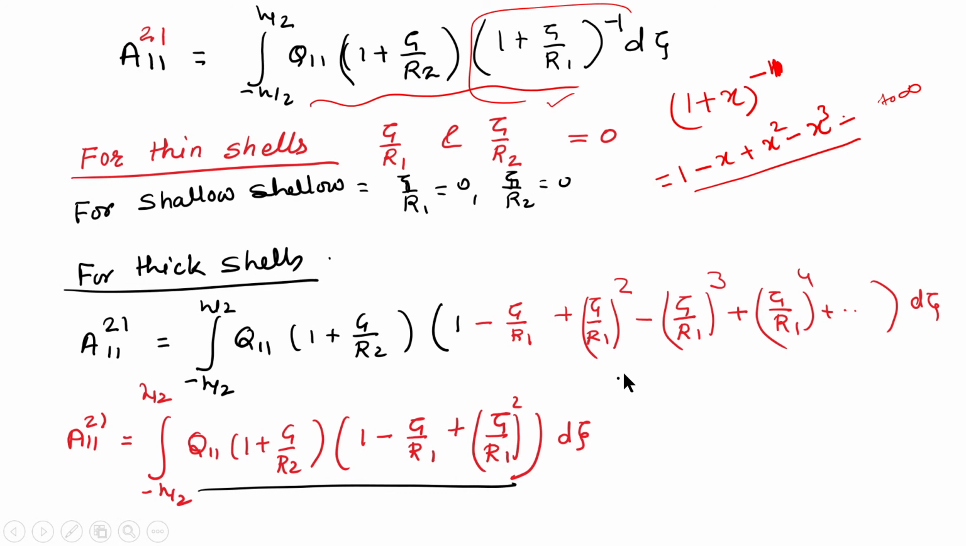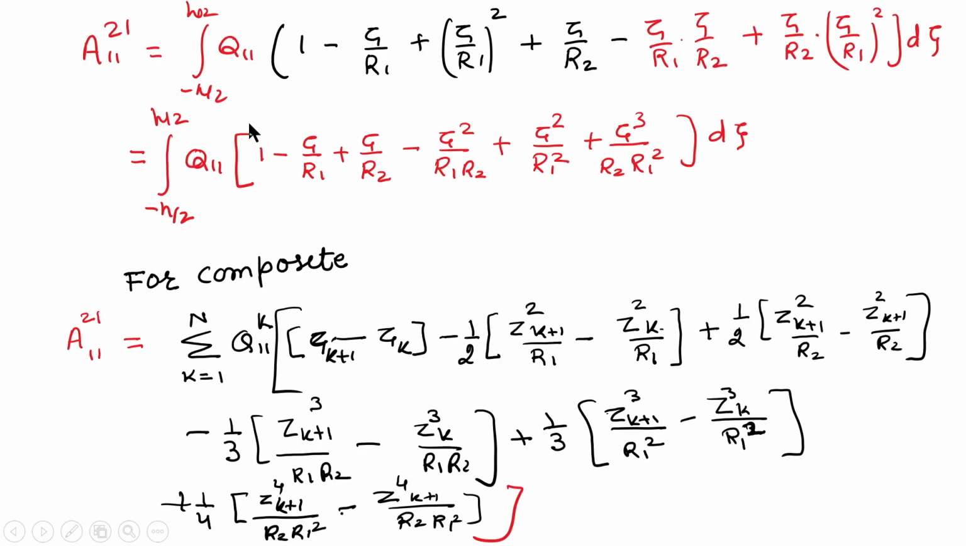So, if we are talking about composite plates, in that case researchers have considered the terms up to zeta by R1, because at the interfaces the transverse stresses and bending stresses are there. So, we need to consider these terms. If you take up to second order, then it is considered a Flügge shell theory, and if you multiply with this, ultimately you get terms like this: 1 minus zeta by R1 plus zeta by R2 minus zeta square by R1 R2 plus zeta square by R1 square, then you have to evaluate it through the thickness.